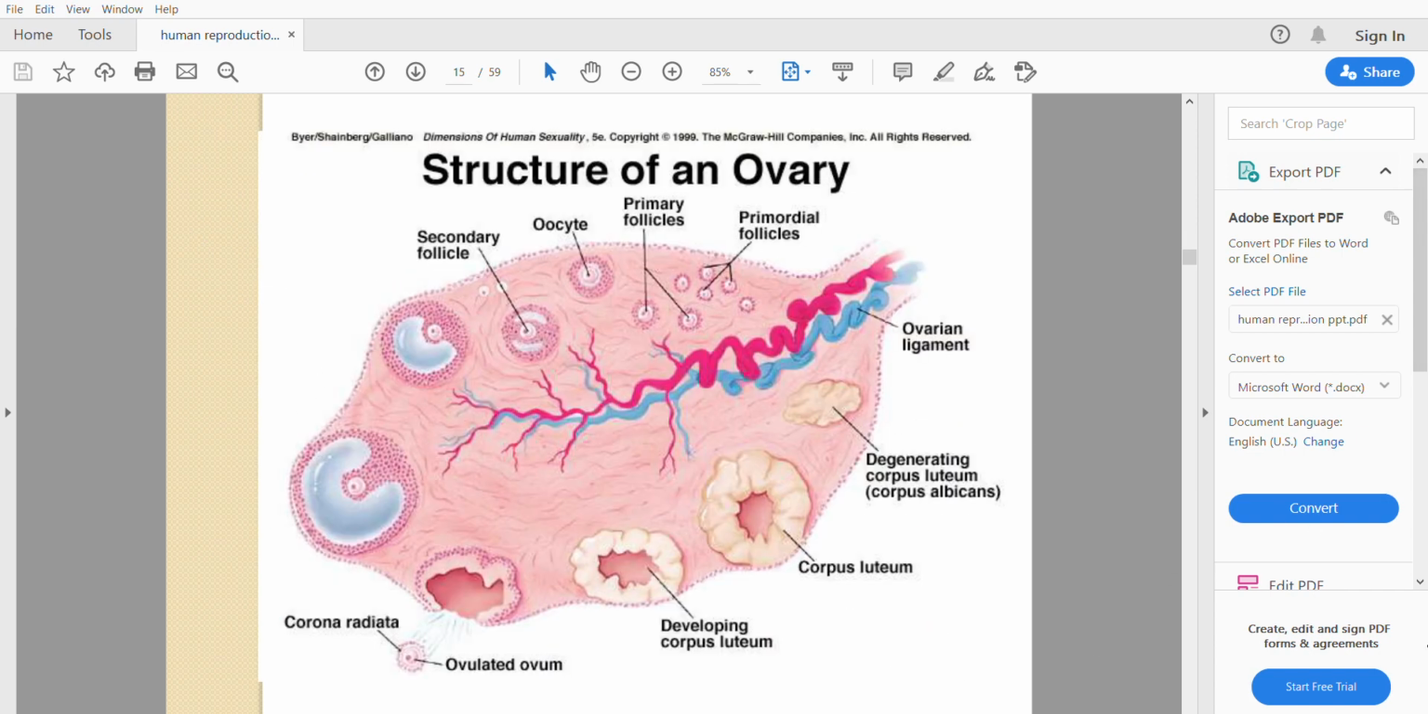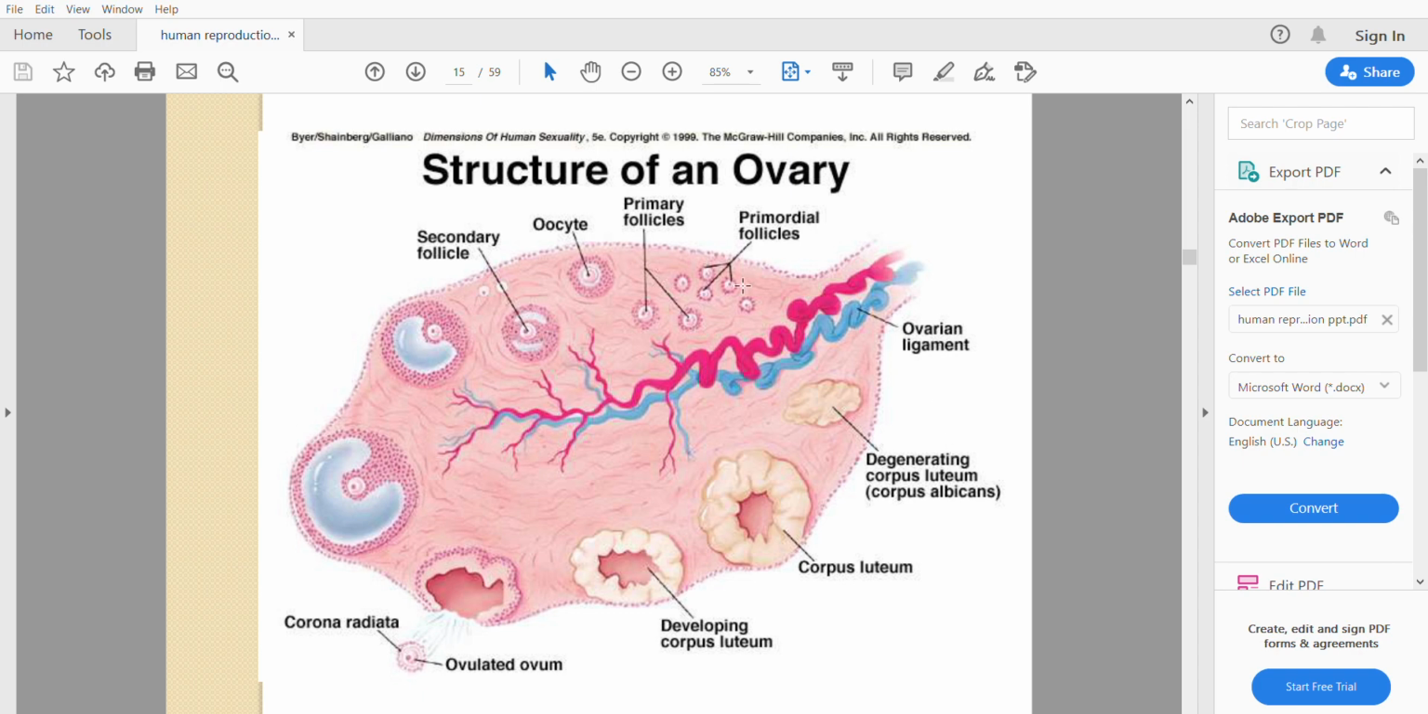So you see the internal structure of the ovary. This is called the ovarian stroma, and it is divided into two parts. The outer region is called the cortex, and the inner region is called the medulla. This medulla portion is highly supplied with blood vessels and nervous connection. The outer cortex portion is surrounded by the developing follicular cells.